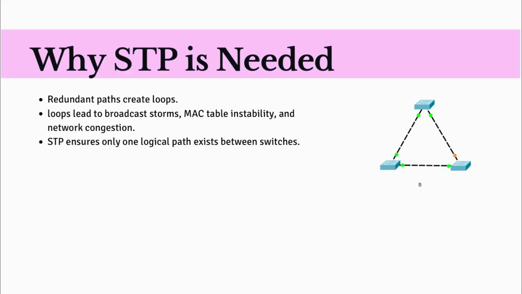Why is STP needed? Network engineers add redundant paths as a backup, but redundant paths can lead to loops, and that can lead to broadcast storms, MAC table instability, and network congestion. So STP ensures only one logical path exists between switches. STP allows redundancy without loops, by deciding which port will forward and which port will block.